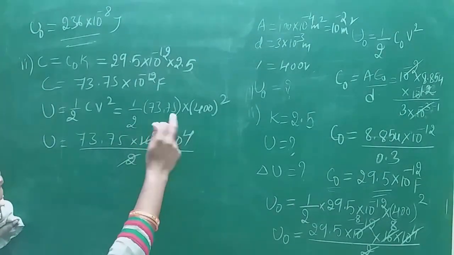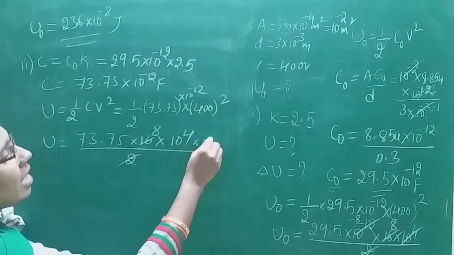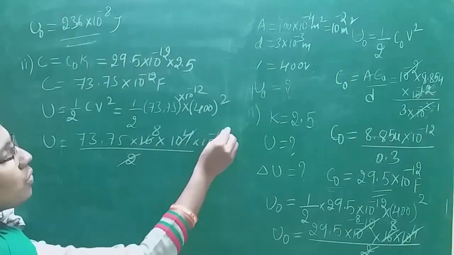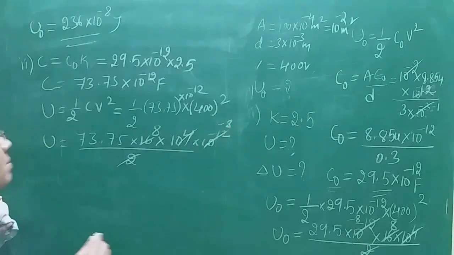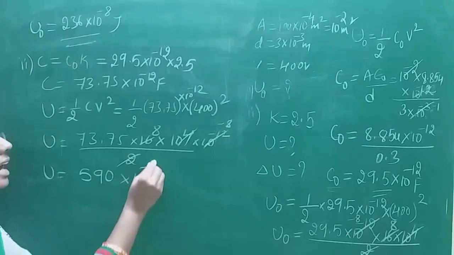Two ones are two, two eights are sixteen. Okay, this is 73.75 into 10 to the power of minus 12. I have forgotten to write 10 power minus 12. So plus 4 minus 12, the remaining is minus 8. So you will get the value of the energy stored as 590 into 10 to the power of minus 8 joule.